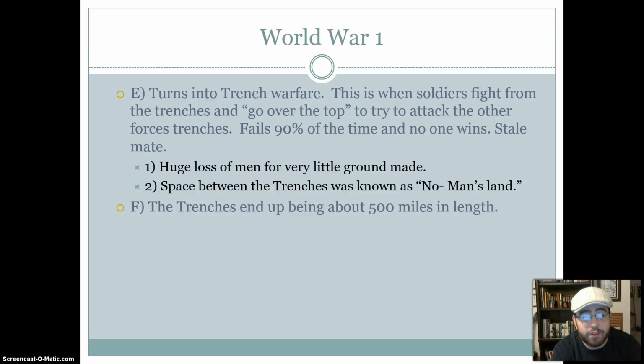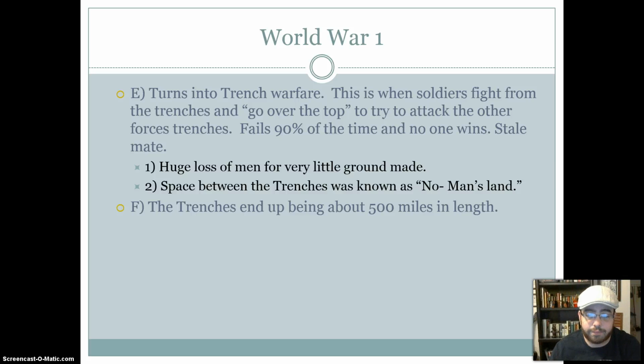And that space between the two trenches ended up becoming known as no man's land because no one really owned it. As soon as you win that land, you're probably going to die. And on the Western Front, the trenches ended up being about 500 miles in length each. So, not much movement. A lot of death, a lot of killing, but really not much movement going on in the Western Front.